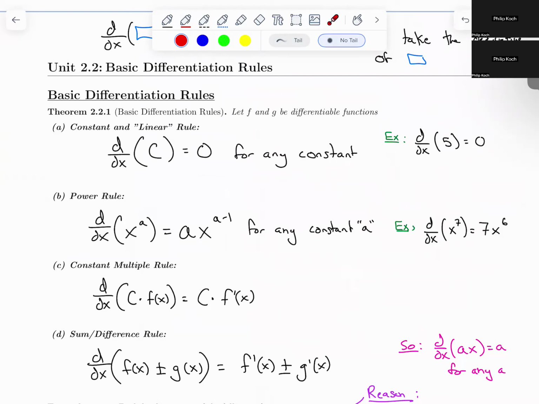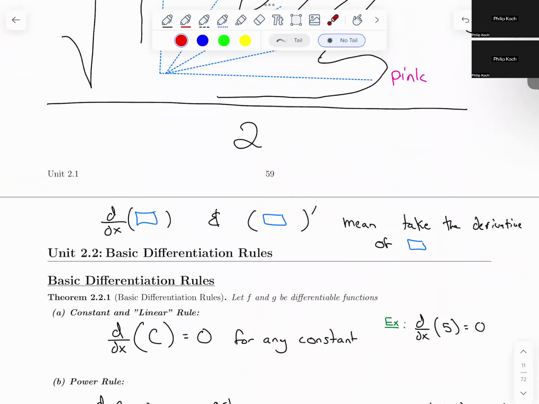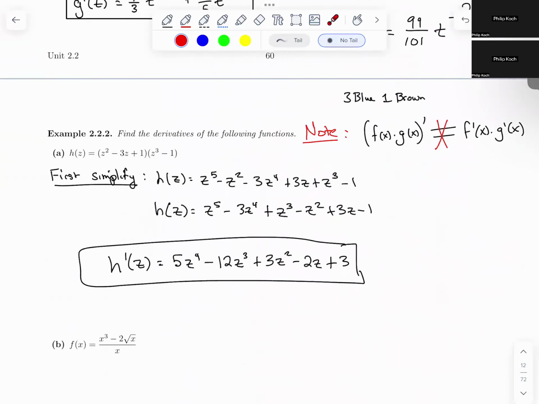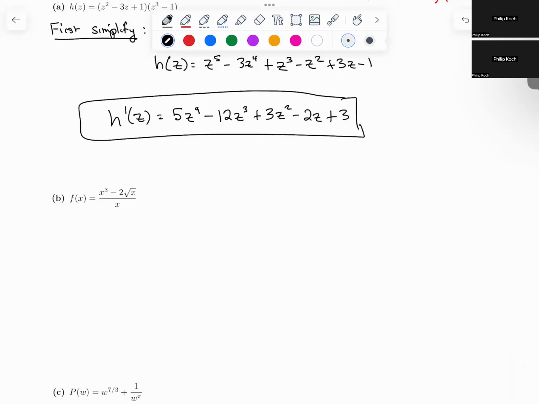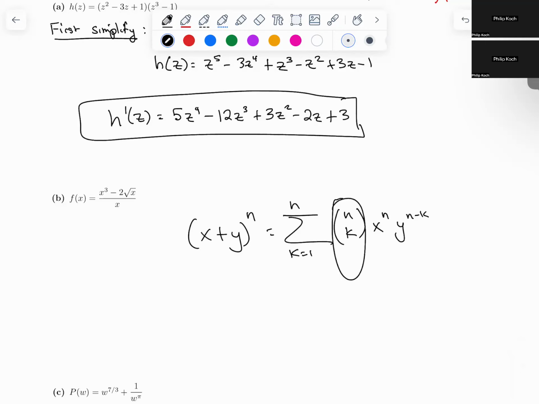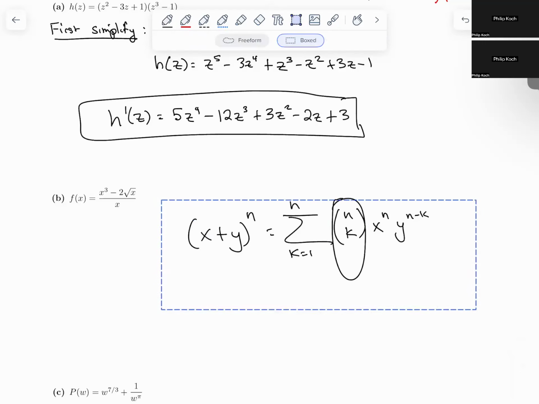You guys remember that? You guys remember this rule? Yeah, it's the binomial theorem, and that's the binomial coefficient. You have to bust that out to do the proof of it. So it's quite tedious, but it's not too hard to do.